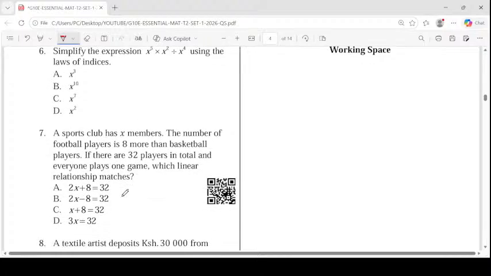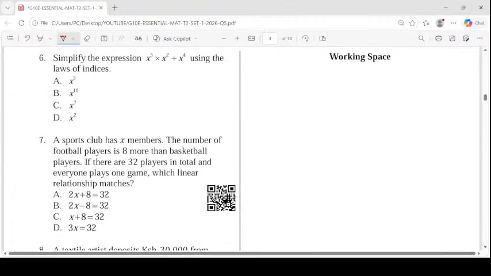Let us make progress. Now we are going to question number 6 of the beautiful paper. Simplify the expression x power 5 multiplied by x power 2 divided by x power 4 using the laws of indices. They are very strict here that we use the laws of indices.